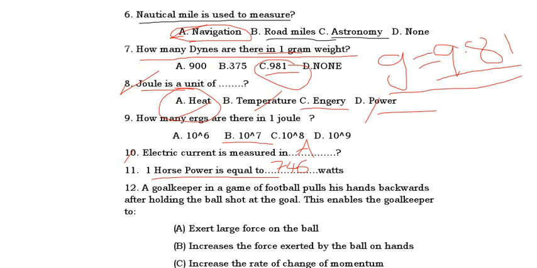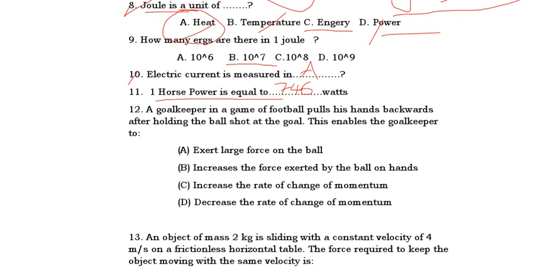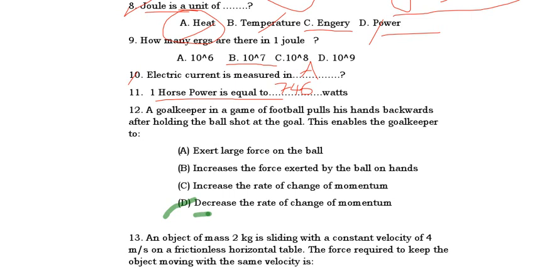A goalkeeper in a game of football pulls his hands backwards after holding the ball shot at the goal. This enables the goalkeeper to exert a large force on the ball, increase the force exerted by the ball and hands, increase the rate of change of momentum, or decrease the rate of change of momentum. Which one is your answer, guys? Tell me quick. Decrease the rate of change of momentum.